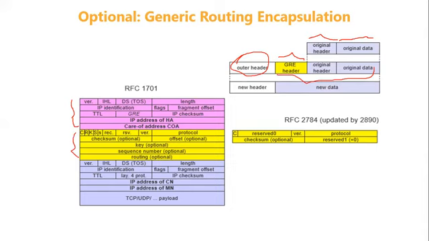If the C bit is set, the checksum field contains a valid IP checksum of the GRE header and the payload. The R bit indicates if the offset and routing fields are present and contain valid information or not.